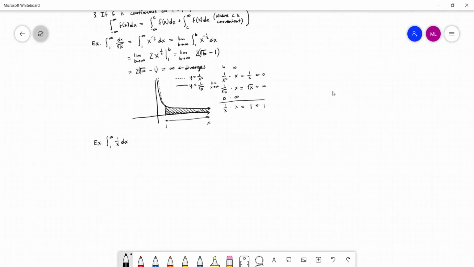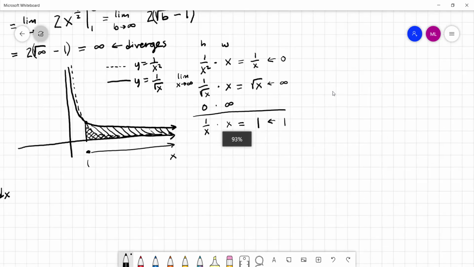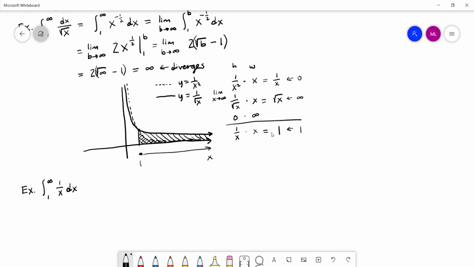Whereas over here, even though the height of the area that we're adding down is going to 0, the width is growing fast enough that the width wins. And we eventually are adding things that have additional infinite area overall, and it diverges. In this case, we're adding something with finite area, but we're doing that infinitely.